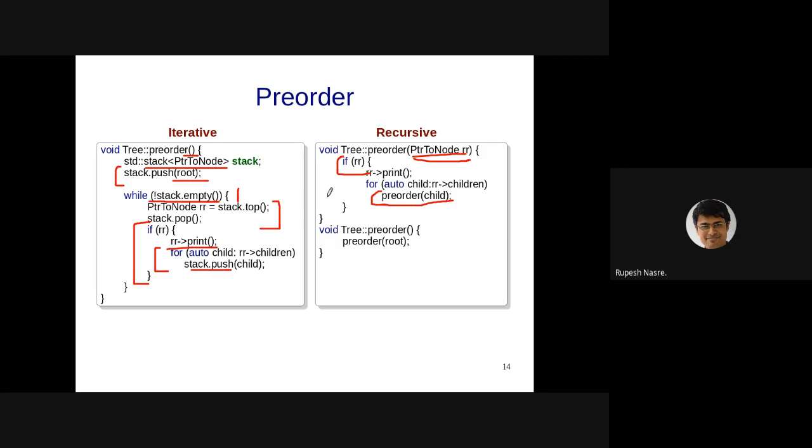So does it print exactly the same? Let's say I have something as simple as one, which is the root node, which has two children, 2 and 3, right? The recursive and the iterative, do they print it in exactly the same order? Is the output the same in recursive as well as iterative?